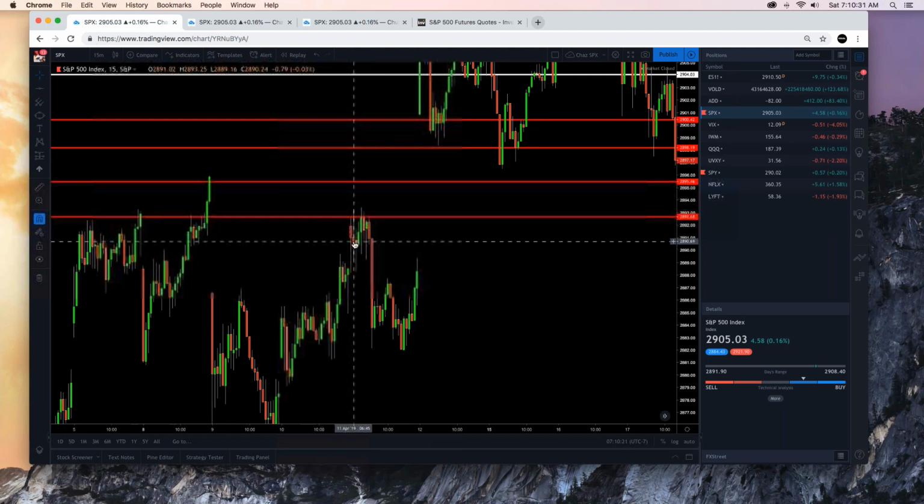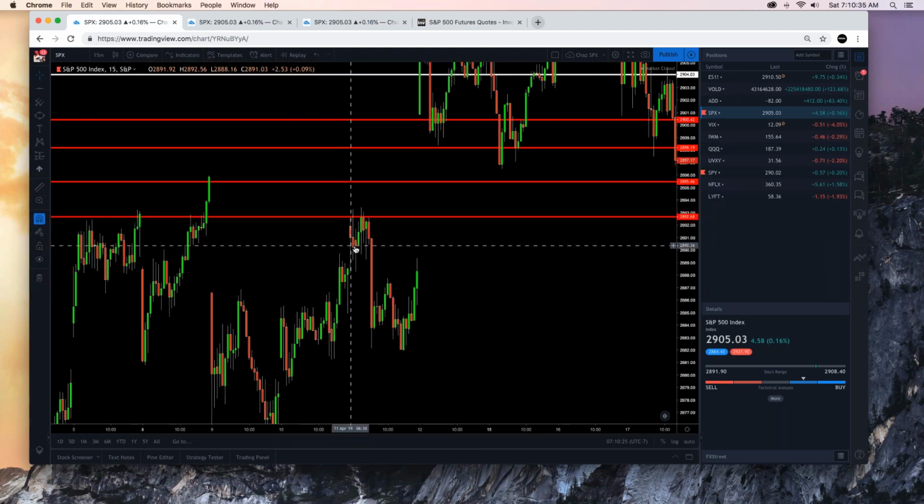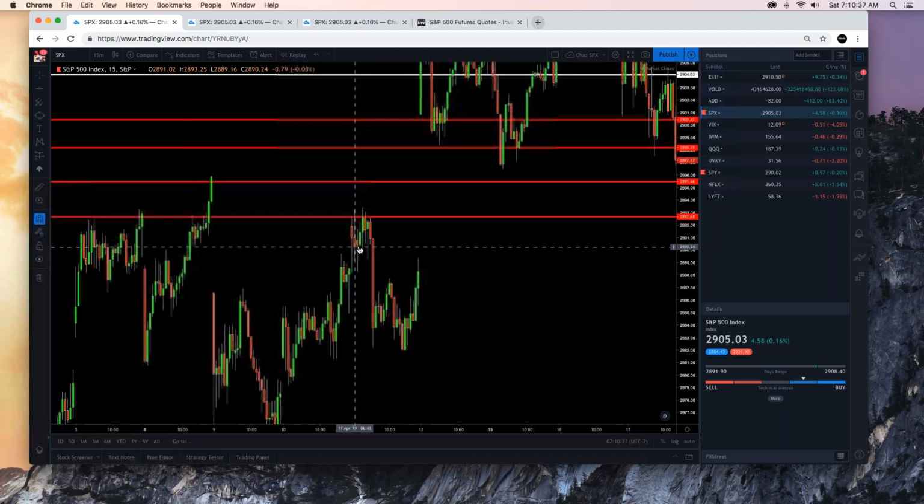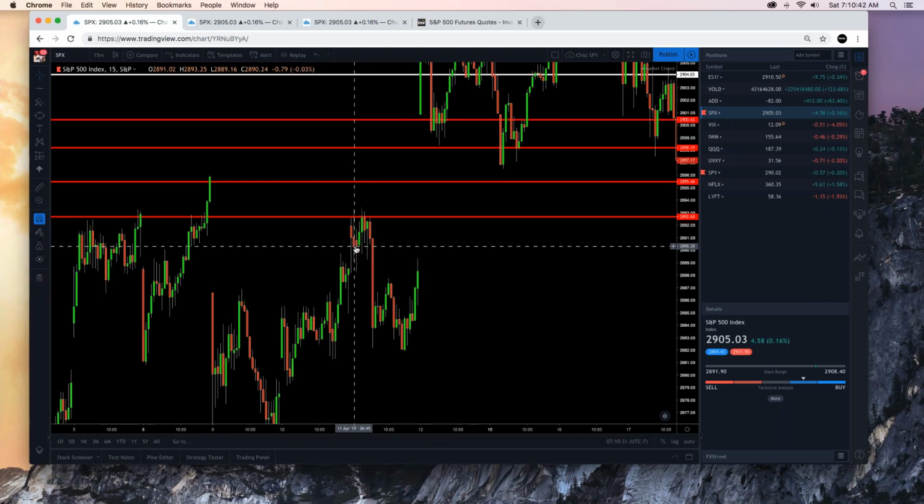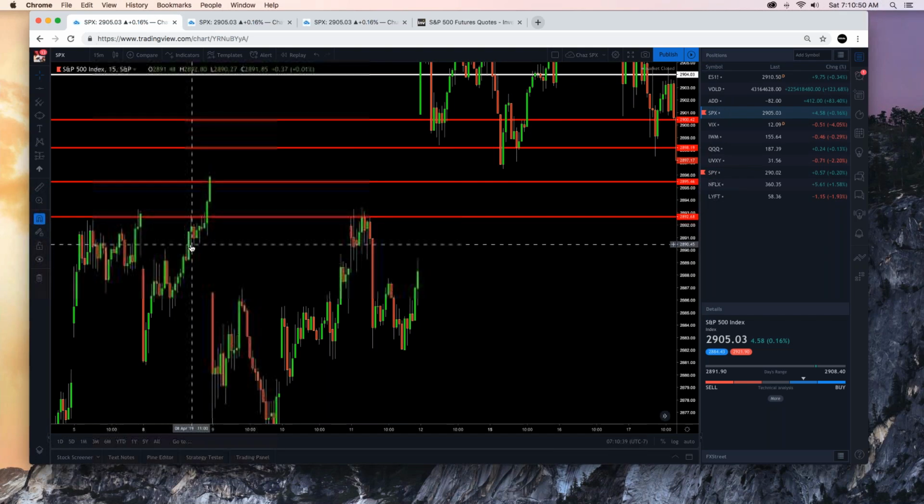Look at this area of what, an hour and a half, maybe more? Right here, look at all these wicks. 1, 2, 3, 4, 5, 6, 7, 8, all in the same exact area. And not only that, if we look back to April the 8th, we see a flag at that same exact area with 1, 2, 3, 4, 5 candles right there.